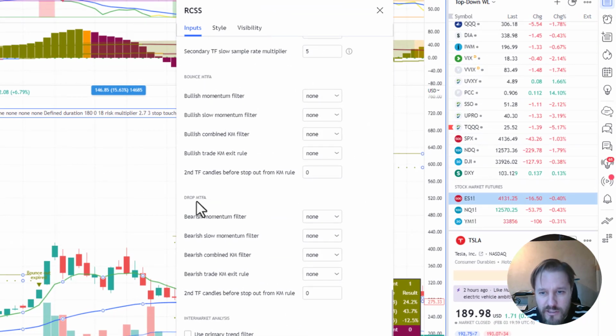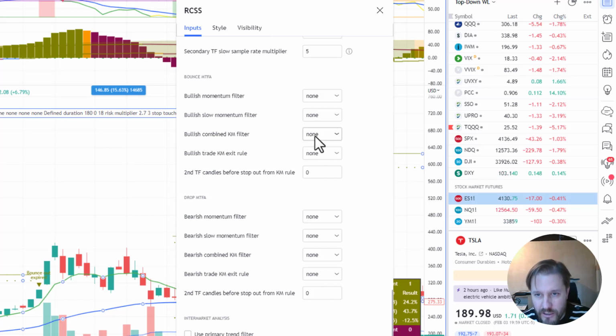Now, for bounces and drops, we've got multi-time frame analysis filters. Bullish momentum filters. Exactly the same. Above zero, rising, rising above, rising below. Similar thing for falling. And for bearish, exactly the same menu. Or drops. For the bounces, we've got the slow. Exactly the same menu. Here, exactly the same menu. So what does the slow do? What does the fast do on the secondary time frame? Bullish combined momentum filter.